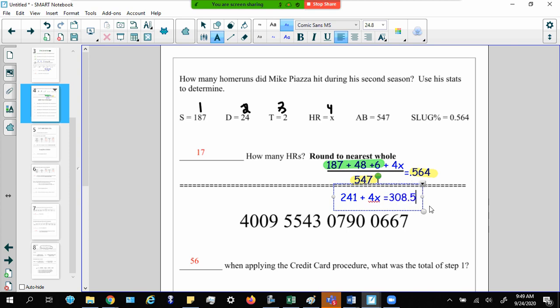I try my best to edit out the decimals. I can't be perfect all the time. So once I get to this point, I'm going to then subtract the 241 from the 308.5. So 4x is equal to 308.5 minus 241, and I end up with 67.5.